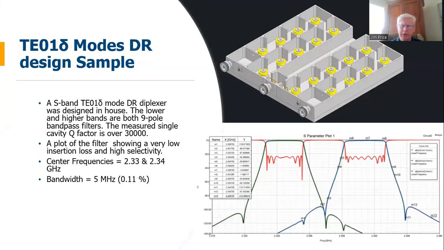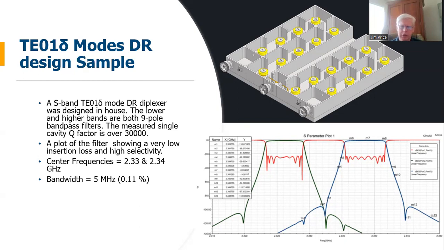Yeah, so here's an example of a diplexer. There's a high band and a low band. Now, what might not be apparent from the plot in the lower right corner is just how close together these two bands are. The plot on the left is only about 10 megahertz lower than the plot on the right. And these are centered at about 2.3, 2.4 gigahertz each. 2.33 and 2.34 gigahertz are where they're centered. So they're only 10 megahertz apart with bandwidths of 5 megahertz each.